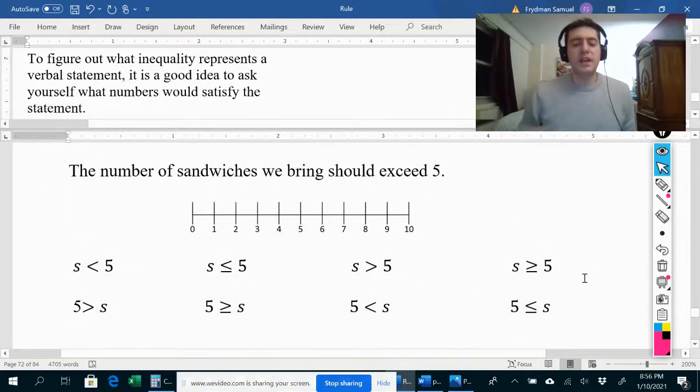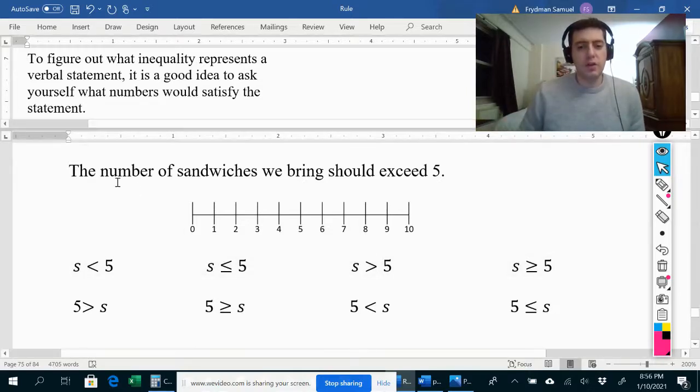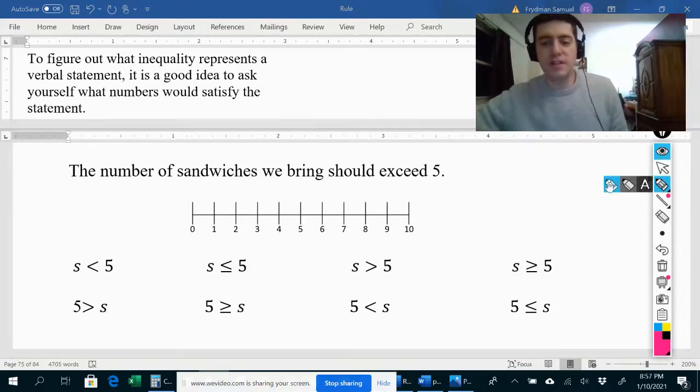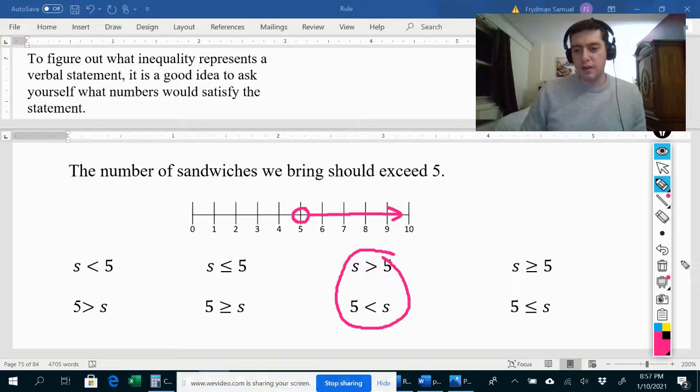The number of sandwiches we bring should exceed 5. So to exceed something means to have more than that thing. Okay, so if we want the number of sandwiches to exceed 5, that means we want more than 5 sandwiches. So we did a problem like this a couple minutes back. More than 5 sandwiches means this. It means that 5 exactly is not okay. If we want it to exceed 5, then it's got to be more than 5, but not exactly 5. Okay, so that would be these inequalities over here.